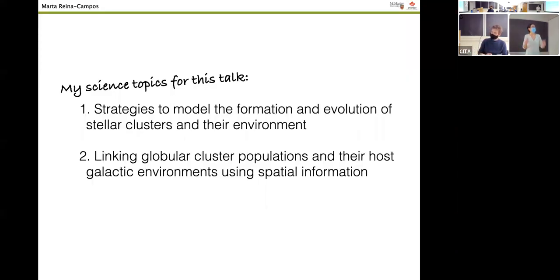So the structure that I want to give for this talk is first, I'm going to talk about different strategies that we can follow when we're trying to understand how stellar clusters form and evolve and their relation with their galactic environment. And then I'll talk about how we can use globular cluster populations to link with their host galactic environments using spatial information.